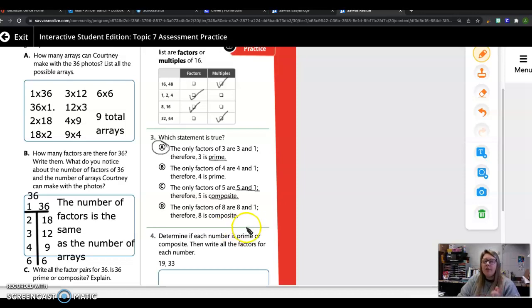So therefore, the only statement that is true is letter A. The only factors of 3 are 3 and 1. Therefore, 3 is a prime number.